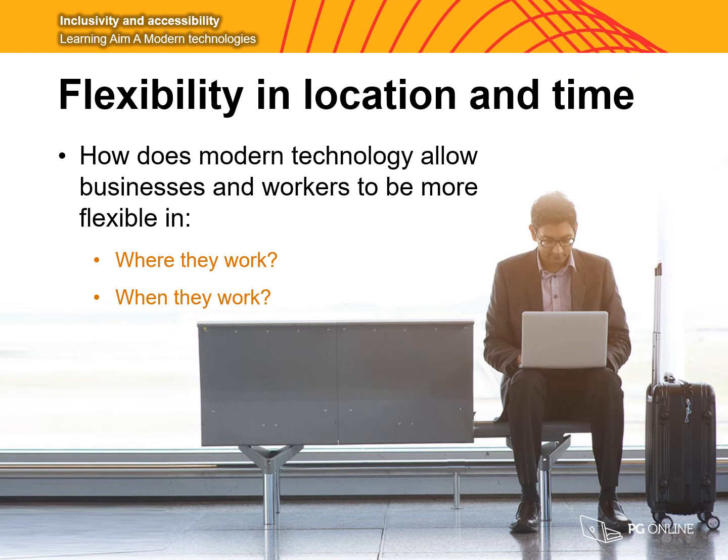Now, one key term is flexibility. This is allowing things to change and not be rigid. And when we think of flexibility, we use it in relation to location and time. How does modern technology allow businesses and workers to be more flexible in where they work and when they work?